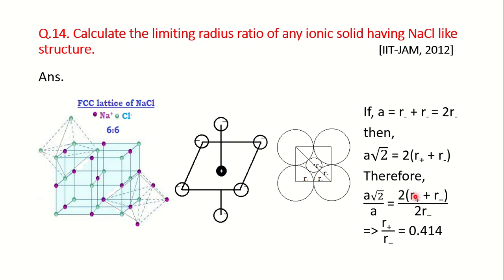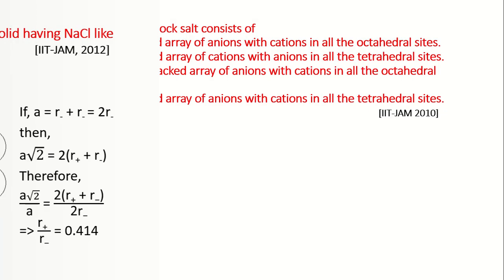Here you will get 2 and 2 also cancelled. Here you will get R plus by R minus, plus R minus by R minus, which is equal to 1. So 1.414 equals R plus by R minus plus 1. That means R plus by R minus would be equal to 1.414 minus 1, that is 0.414. So this is the limiting radius ratio.